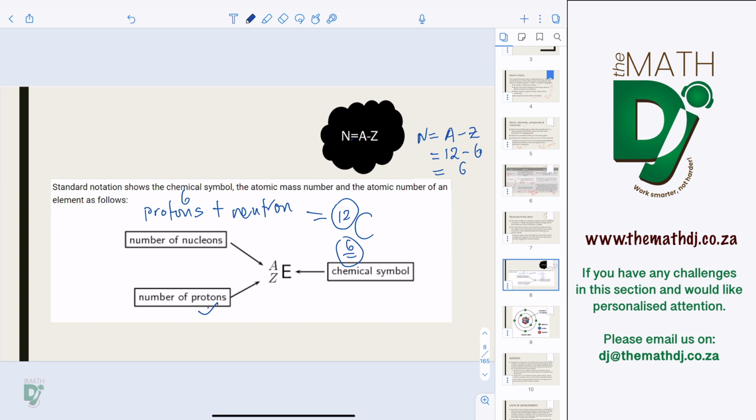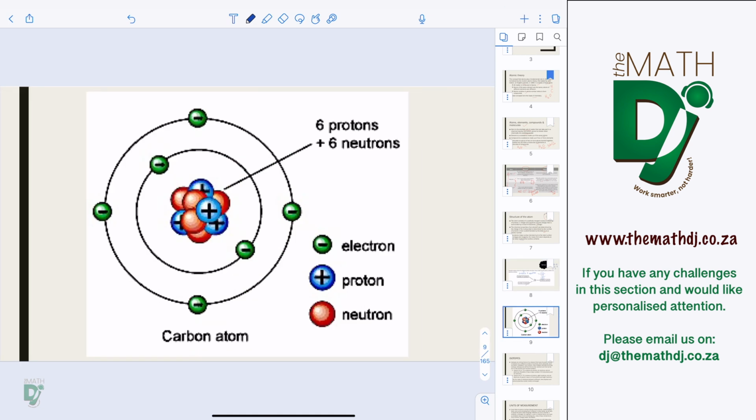So let's move on. Here is an illustration of a carbon atom. The nucleus has 6 protons and 6 neutrons, and this represents the electrons, so it's 6 electrons. The first shell has 2 electrons, the second shell has 4. So this is an illustration of a carbon atom.